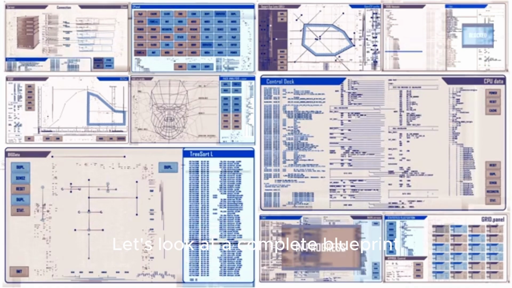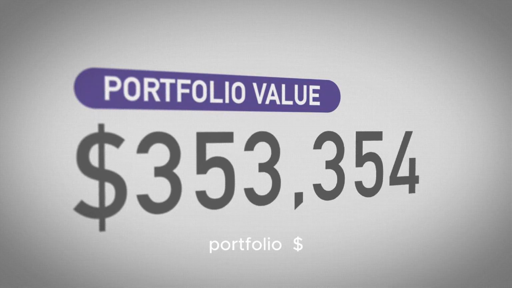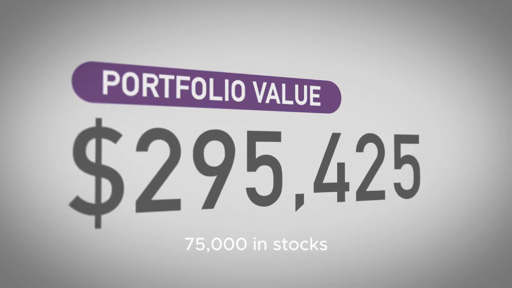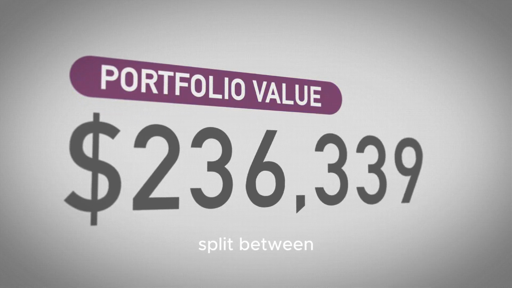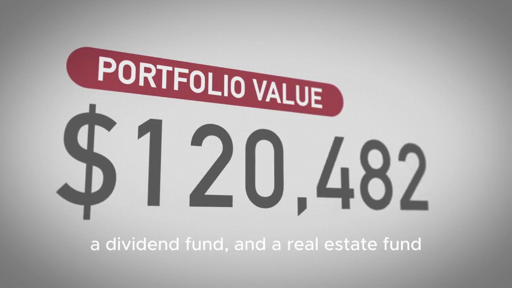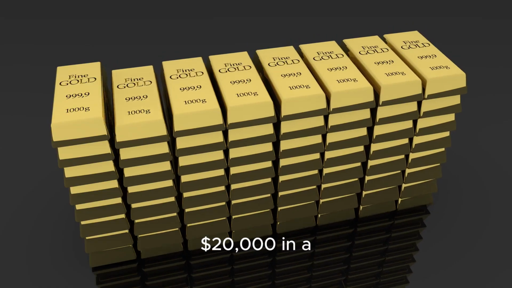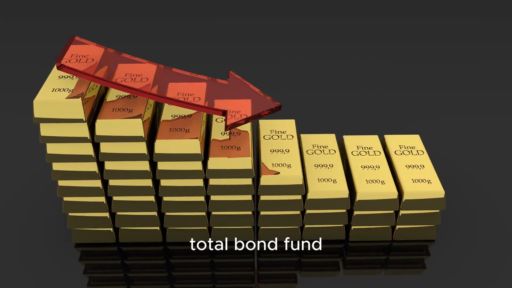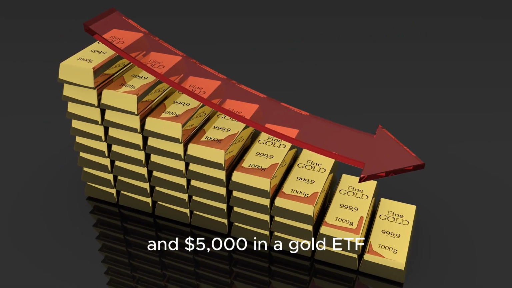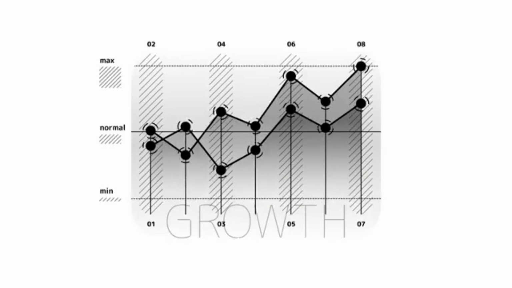Let's look at a complete blueprint. For a moderate $100,000 portfolio, $75,000 in stocks split between US and international index funds, a dividend fund, and a real estate fund. $20,000 in a total bond fund, and $5,000 in a gold ETF. This portfolio is balanced for growth and stability with an expected return of 8 to 10%.